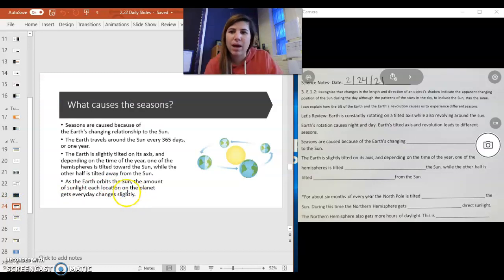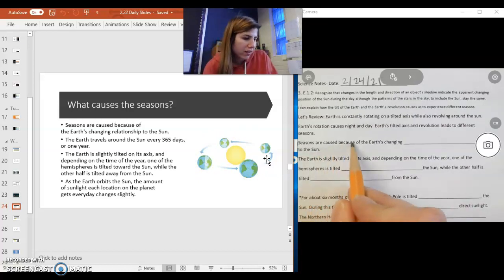So we're going to have a lot of different models to look at today to help us understand why we experience different seasons. So seasons are caused because of the Earth's changing relationship to the sun. And what I mean by that is notice how the Earth is always revolving. Remember, that means going around the sun. So when the Earth is in this location, compared to this location, compared to this location, and so forth, as the Earth is moving, the relationship between the Earth and sun is changing, and this is one of the factors for why we're experiencing different seasons.